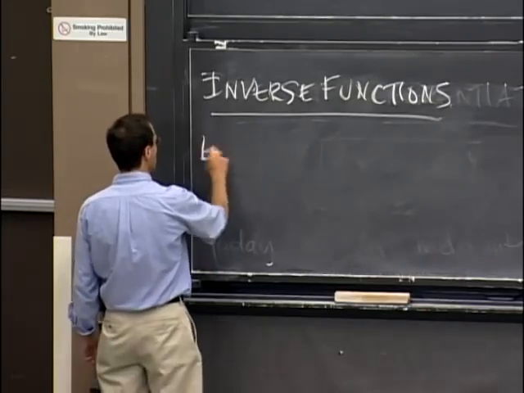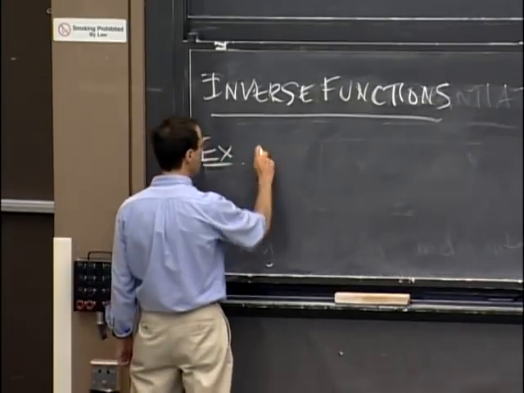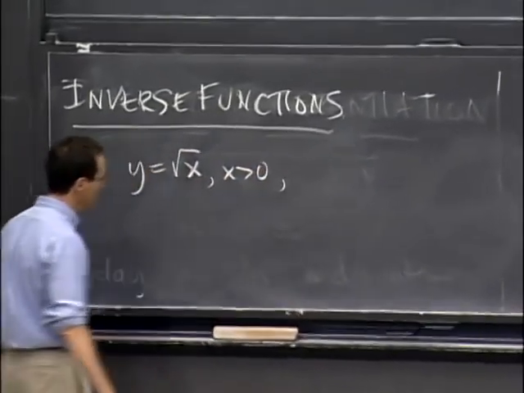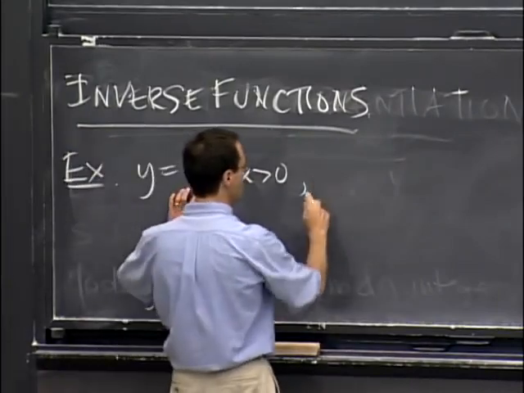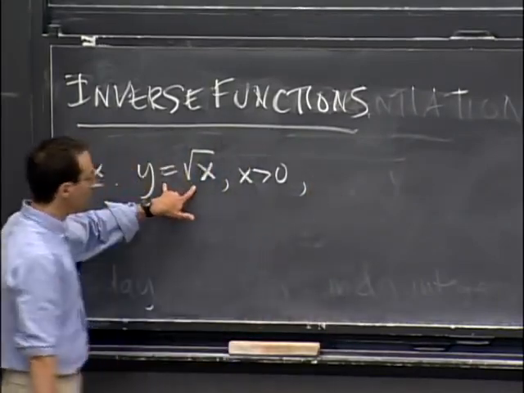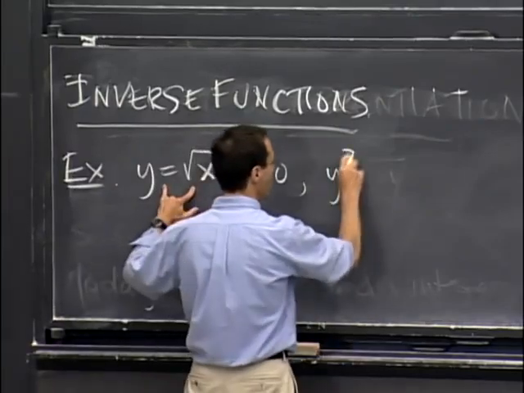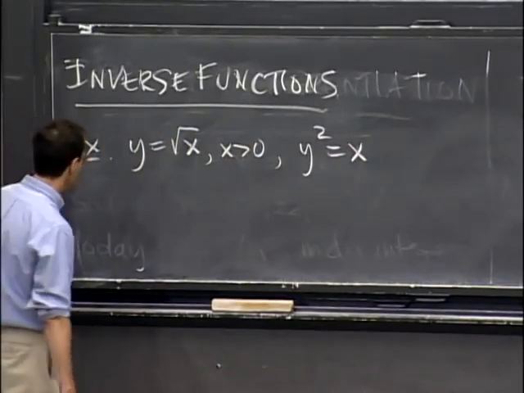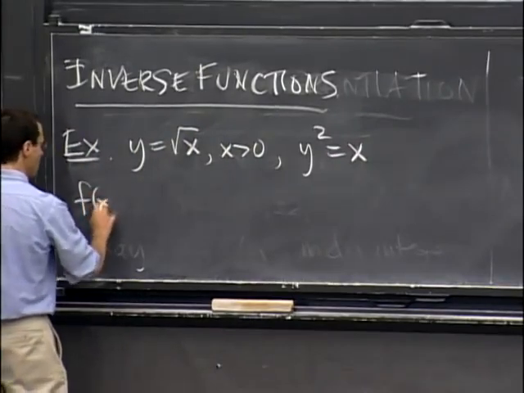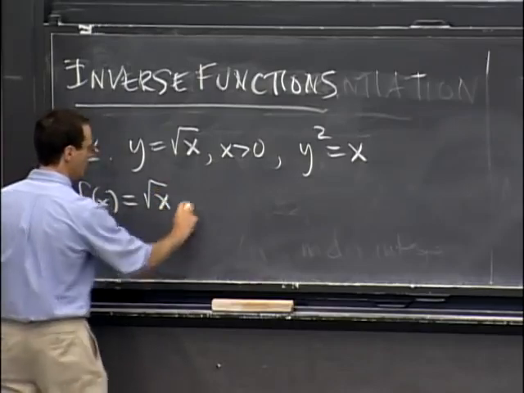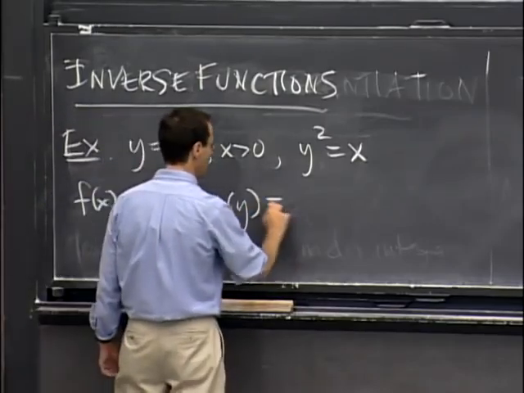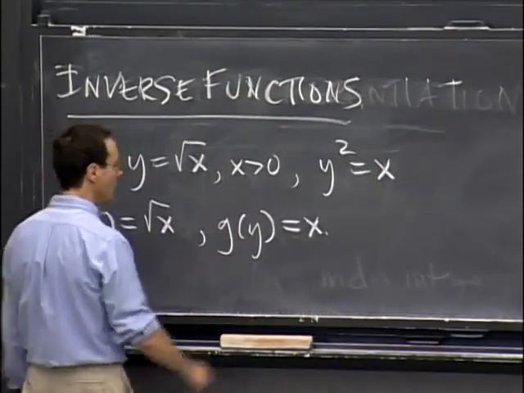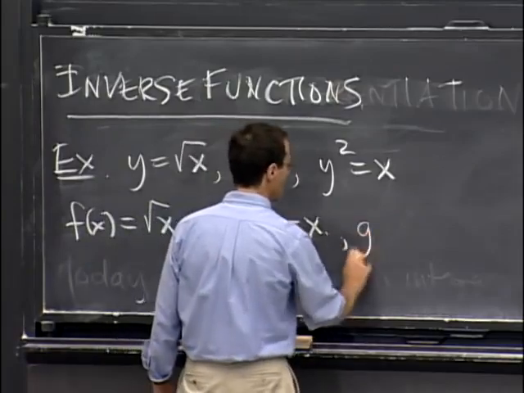So first, maybe we'll just illustrate by an example. If you have the function y is equal to square root x for x positive, then, of course, the idea is that we should simplify this equation, and we should square it. So we get this somewhat simpler equation here. And then we have a notation for this. If we call f of x equal to square root of x, and g of y is equal to x, this is the reversal of this, then the formula for g of y is that it should be y squared.